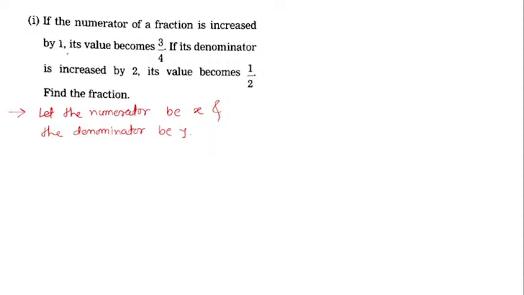Okay, now from the first condition it is given that if the numerator of a fraction is increased by 1, the numerator is x, so x plus 1, and the denominator has not changed, so the denominator is as it is, divided by y. At that time the fraction will be 3/4, so that should be equal to 3/4.